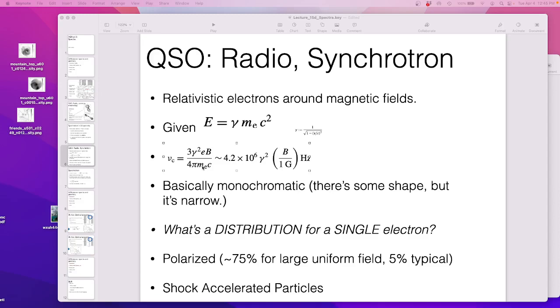But in outer space, they only get up to radio energy. No, I'm sorry, that's a lie. They get up to infrared energy. Sorry, that's a total fib. So they can get pretty high, but you can't get X-ray synchrotron unless you really work at it.